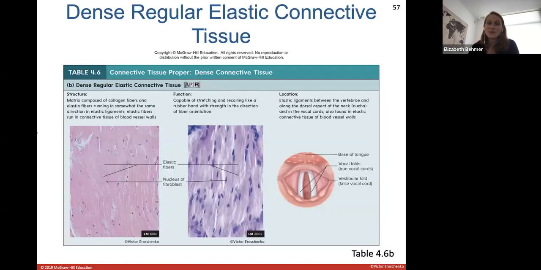So here we have dense regular elastic tissue. You can see that the bundles of fibers are a little bit thinner than dense regular collagenous. Here we have elastic fibers. They're still arranged in parallel, but they just look a little bit thinner. We'll find elastic tissue in blood vessel walls, as well as in your vocal cords, because again, they can stretch and recoil back to their initial shape.